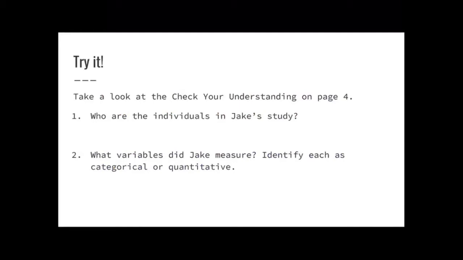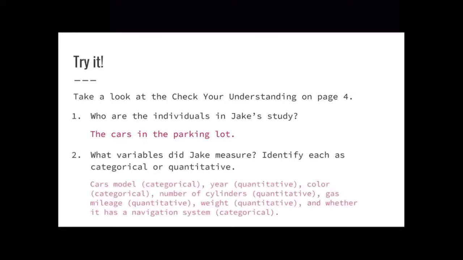So who are the individuals in Jake's study? All right, the cars in the parking lot. What variables did Jake measure? Identify each as categorical or quantitative. So we have the car's model, which is categorical, the year, which is quantitative, color, which is categorical, number of cylinders, quantitative, gas mileage, quantitative, weight, quantitative, and whether it has a navigation system, which is categorical.